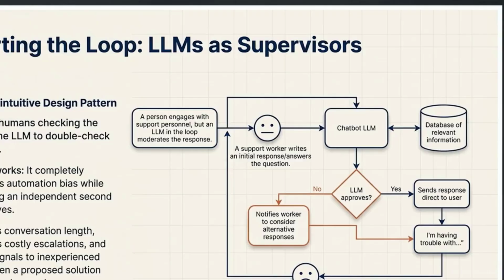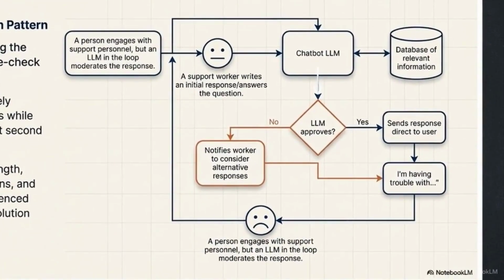This diagram demonstrates a different approach. Traditional human review fails under automation bias, so we invert the loop, using the model as supervisor. The human does primary work. The model acts as a second set of eyes, notifying the worker of abnormal proposed solutions.